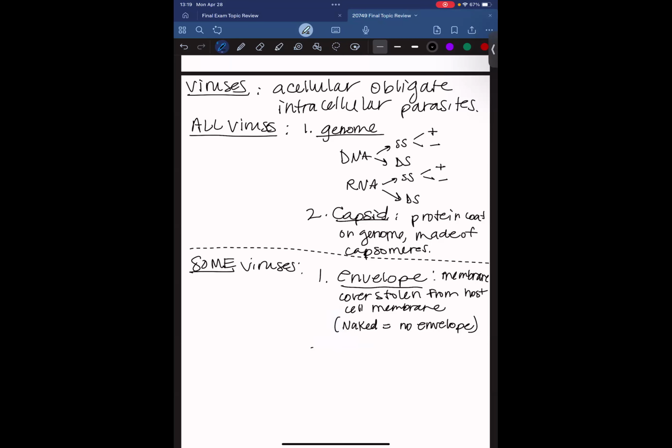Some viruses also have special proteins that come with them, that they package in the virus particle. This could include, for an example, HIV's reverse transcriptase.